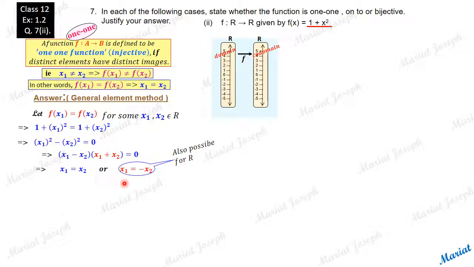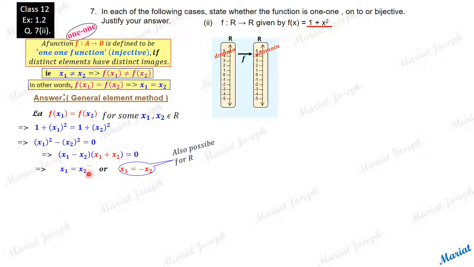Because if x1 and x2 were natural numbers, a natural number's negative cannot be another natural number. So here we would have said it's not possible. But we have no reason to say so in this case. We have real numbers. There are negative and positive numbers also. So this is possible. Hence we see that whenever the two images are equal, it's not strictly implying this case, which is what we wanted.